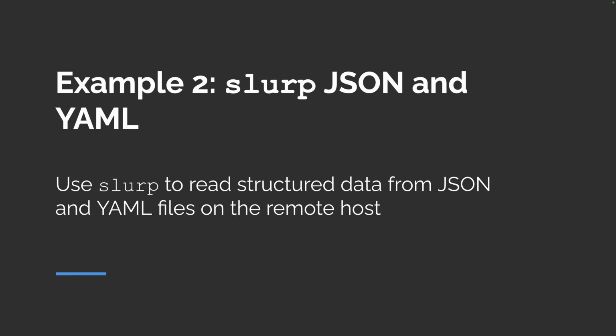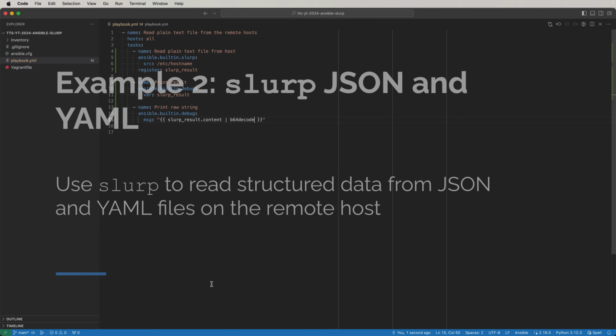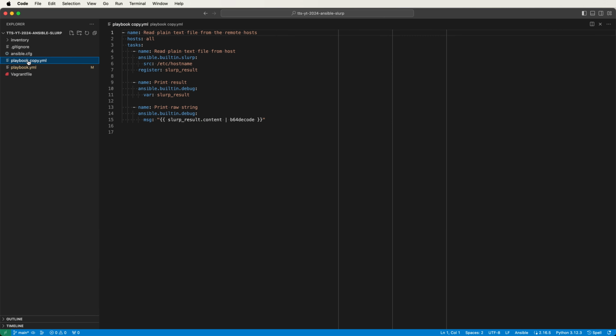Let's adapt the playbook and see how you can use the Slurp module to easily read in data structures from JSON or YAML files. I'll start by duplicating the playbook in my sidebar on the left and calling the new file playbook_json.yaml. In the file, I'll replace both instances of plain text with JSON since we'll be reading from a JSON file with this playbook.